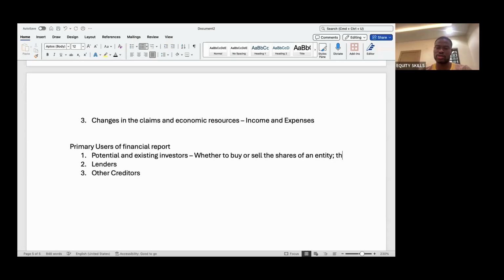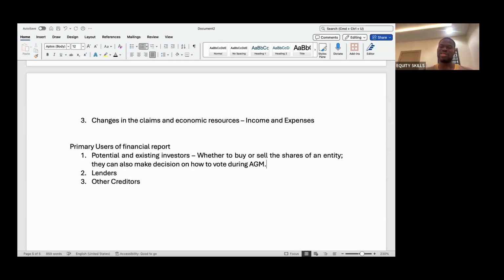Also, they can also make decision on how to vote during AGM or any meeting for that matter. So they make that decision on the basis of the information you give to them.